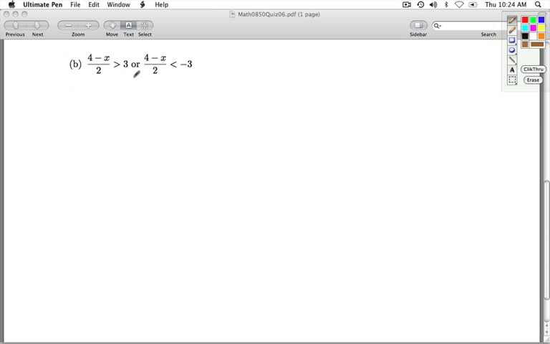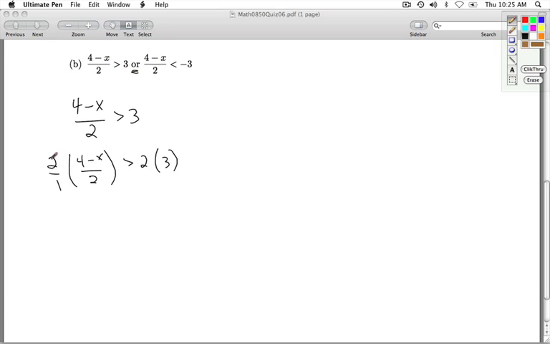Okay, in part B we have a compound inequality. Here we have or as the operative conjunction. So I'm going to solve each of these individually, and then I'm going to union these solution sets. So let's start off with 4 minus x, divided by 2, is greater than 3. We can get rid of that pesky fraction by multiplying both sides of the inequality by 2. Since I'm multiplying by a positive number, there's no need to reverse the inequality.